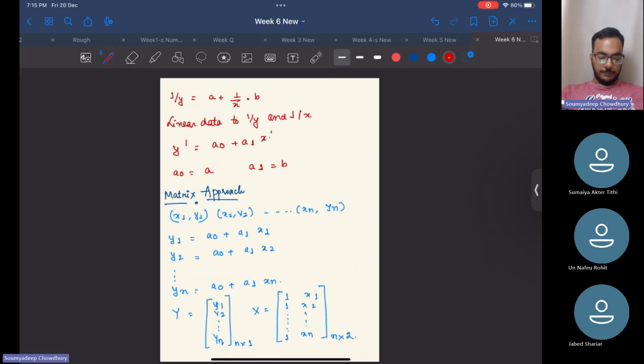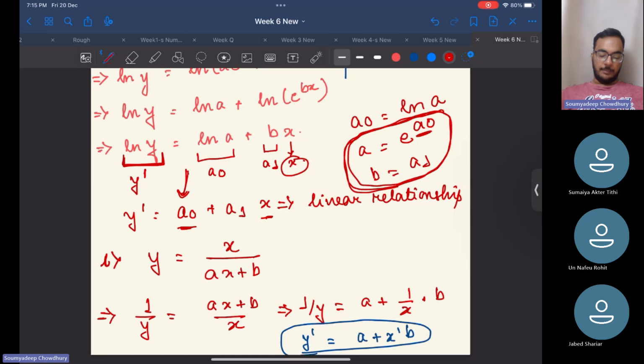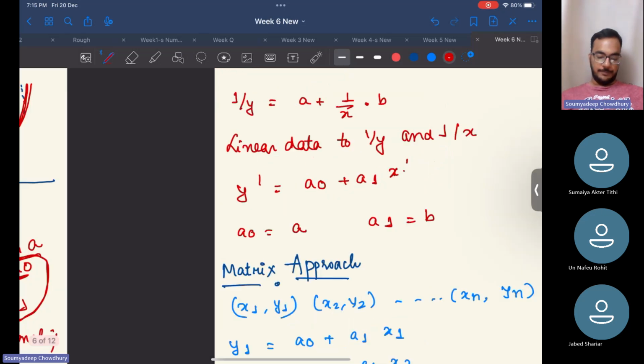Similarly, if we have an inverse relationship like this, y equals x upon ax plus b, here also we can manipulate it. If we change the dependent and the independent variables a bit, then we can easily get a linear relationship between x dash and y dash.